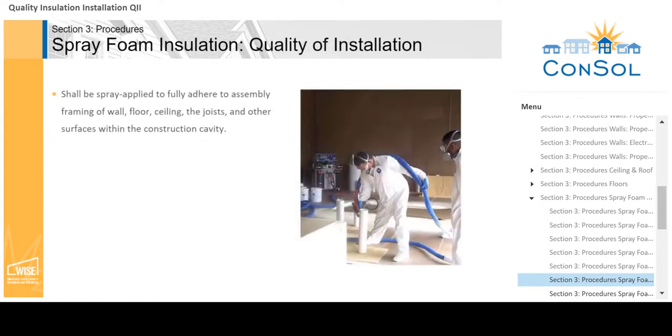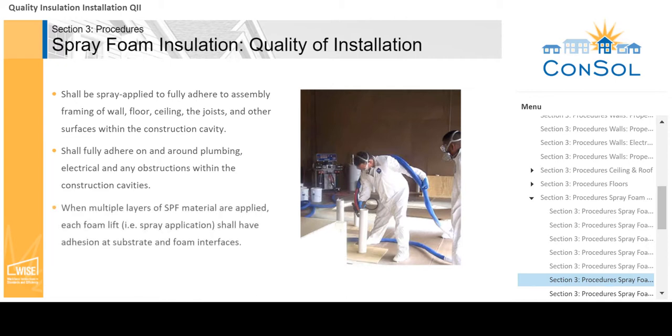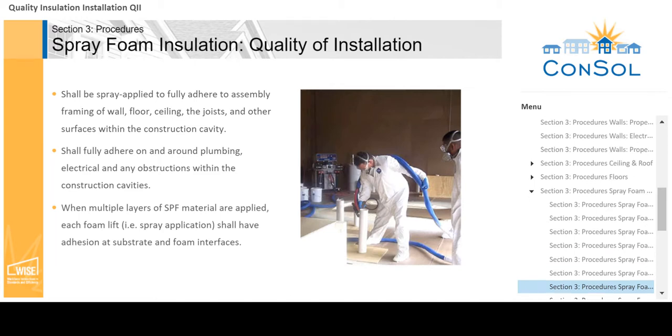SPF shall be spray applied to fully adhere to assembly framing of wall, floor, ceiling, the joists, and other surfaces within the construction cavity. It shall fully adhere on and around plumbing, electrical, and any obstructions within the construction cavities. When multiple layers of SPF material are applied, each foam lift shall have adhesion at substrate and foam interfaces.